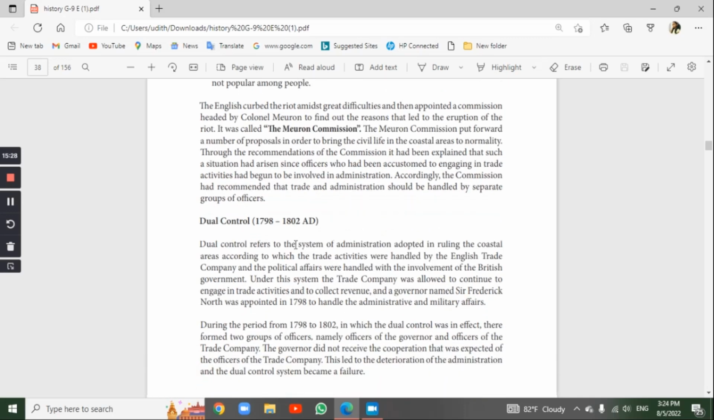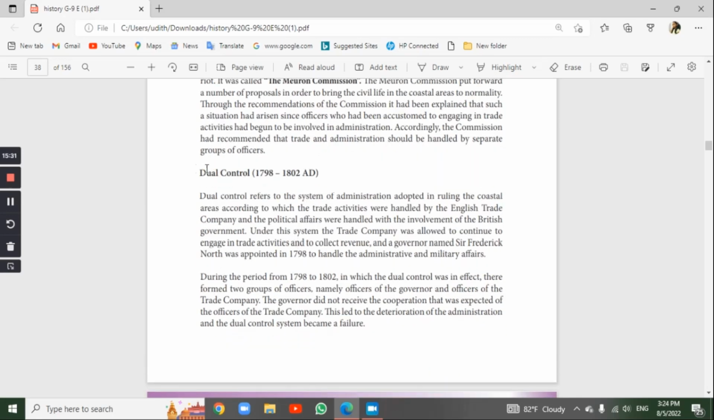Okay, then the second stage we call the dual control, from 1798 to 1802. Dual control means double control. Two groups were controlling it. Dual control refers to a system of administration adopted to rule the coastal areas, to handle the trade activities and also the political affairs. What are the two things they wanted to handle? Trade activities and the political affairs.